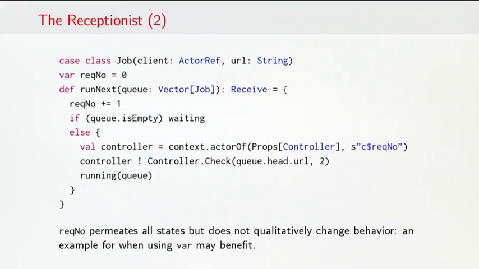As always, it is a good idea to name actors. These are controllers, so we name them C something. But there is one condition, you may remember, that actor names need to be unique, so we cannot call them all just controller. To facilitate that, there is a variable request number which gets incremented every time we execute run next. That means that during each run of this method, this number will be unique. This number could also be used, for example, for statistics purposes, so that you can ask the receptionist how many requests it has already processed.